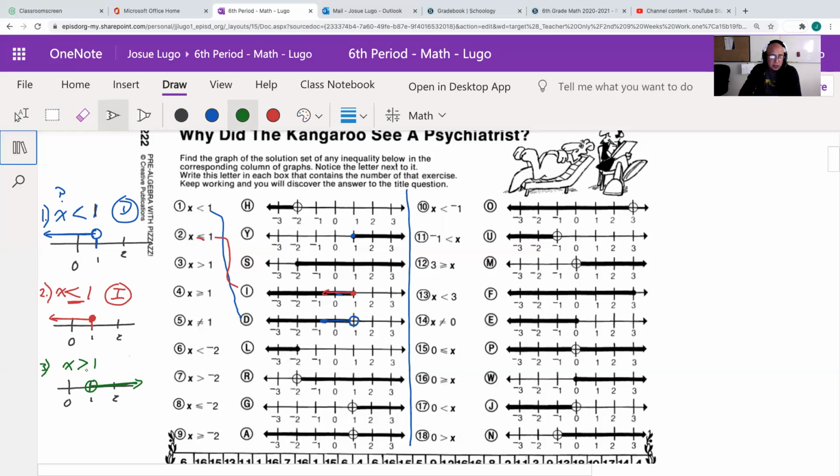All right. So let's go and find the number line that has an open circle at 1 and is shaded to the right of it. So open circle, we already used this one, open circle, and here it is. We have an open circle right at 1, and then it's shaded to the right. Ladies and gentlemen, the answer to number 3 is G. Excellent.